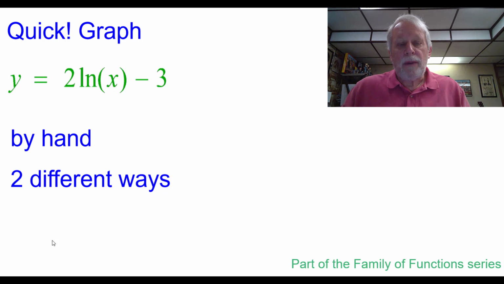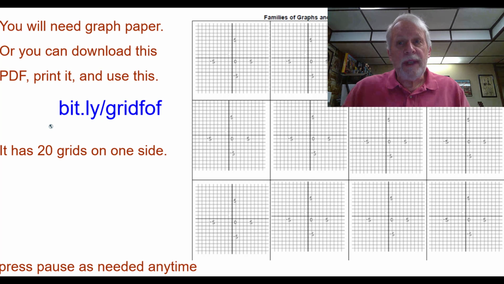Quick, graph y equals 2 times the natural log of x minus 3 by hand, two different ways. This is part of the family of functions series. You will need graph paper, or you can download this PDF and print it. Press pause as needed anytime during this video.